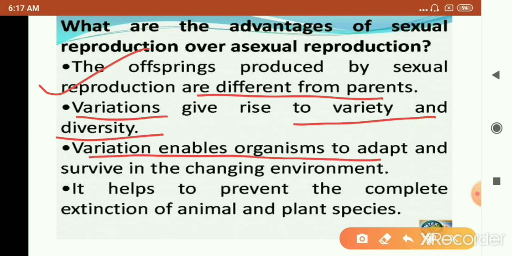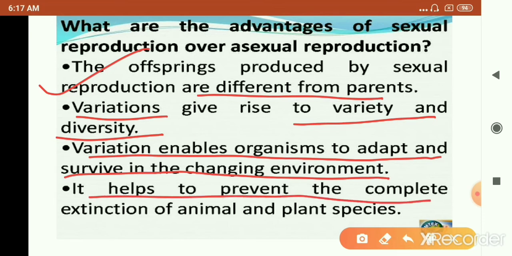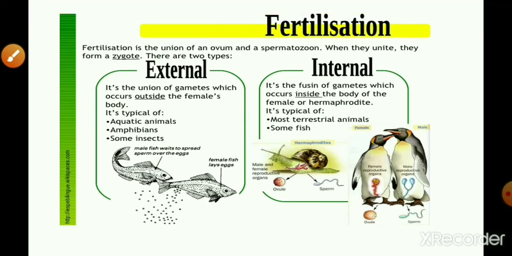Variations enable the organism to get adapted to changes in the environment, and this will help prevent the complete extinction of a species, because more variations are produced in sexually reproducing organisms. So if there is a sudden change in the environment, this is not going to cause elimination of the species. So these are the advantages.